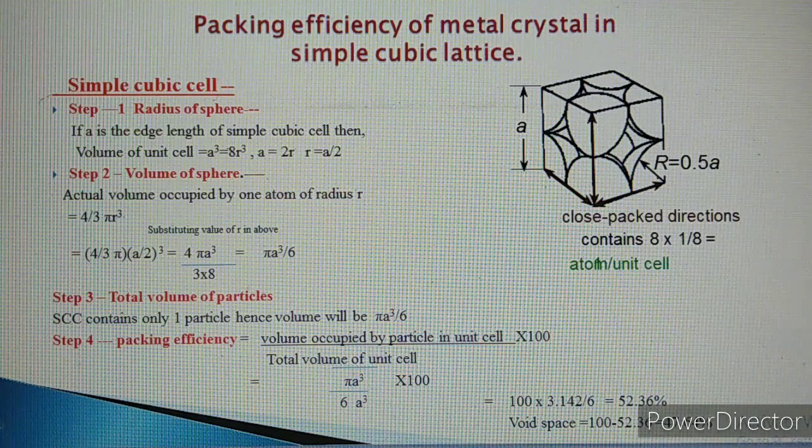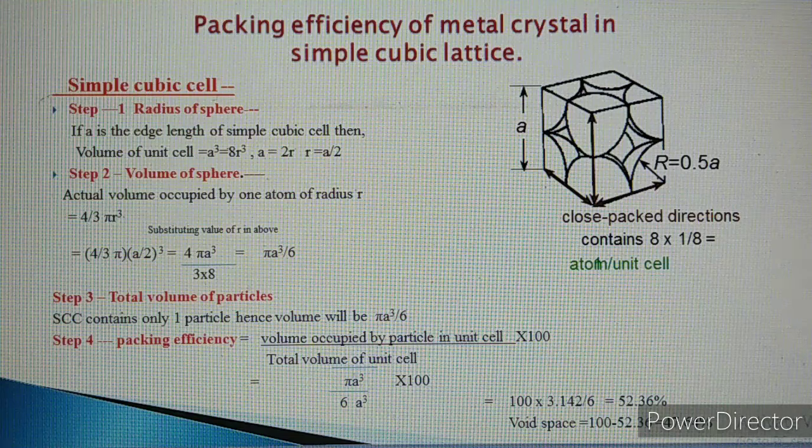The actual volume occupied by one atom of radius r is equal to pi a cube divided by 6. So from the second step, we get the volume of the sphere as pi a cube upon 6. From step 3, we are able to find the total volume of particles. As we know, a simple cubic cell contains only one particle, so the total volume occupied by that one particle will be the same, that is pi a cube upon 6. Using the first 3 steps, step 4 is packing efficiency.